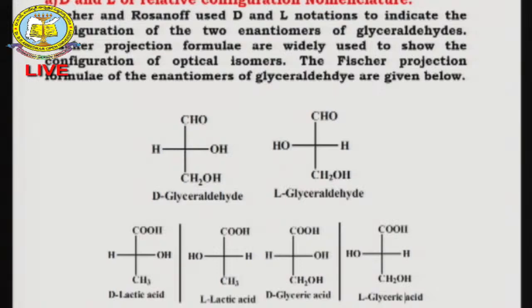But here the requirement for assigning DL configurational nomenclature is that the molecule should be represented in a Fischer projection formula. In that Fischer projection formula, if the compound has only one chiral center, the reference functional group arranged at the right side of that chiral center is denoted as D configuration. At the same time, if the reference functional group is arranged at the left side on the chiral center, that is denoted as L configuration.